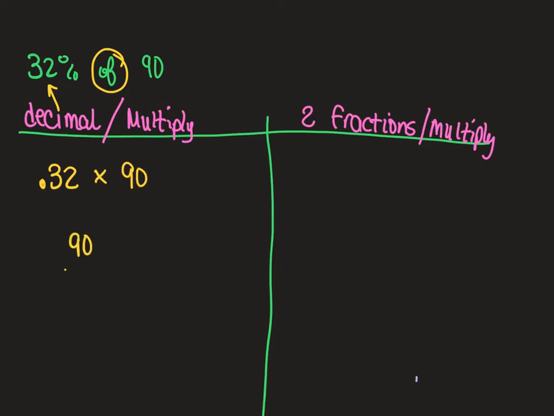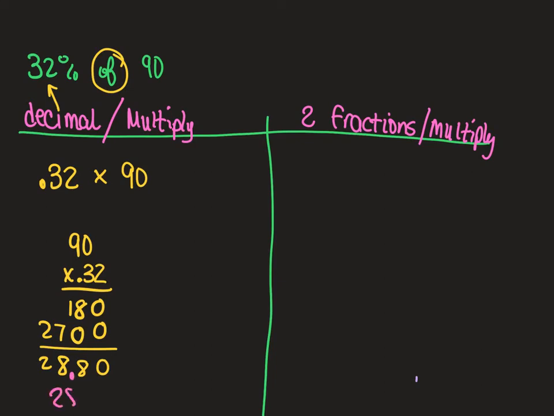Well, I can't do it sideways. I'm going to do it up and down. I don't know why I put the 90 on top. I could have put 32 on top for all. That's kind of silly of me. Okay, 2 times 0, 2 times 9, 0 placeholders, 3 times 0, 3 times 9. Add them up. Do the counting method. I have 2 behind the dot, so I need 2 behind the dot. 28.80 or 28.8.